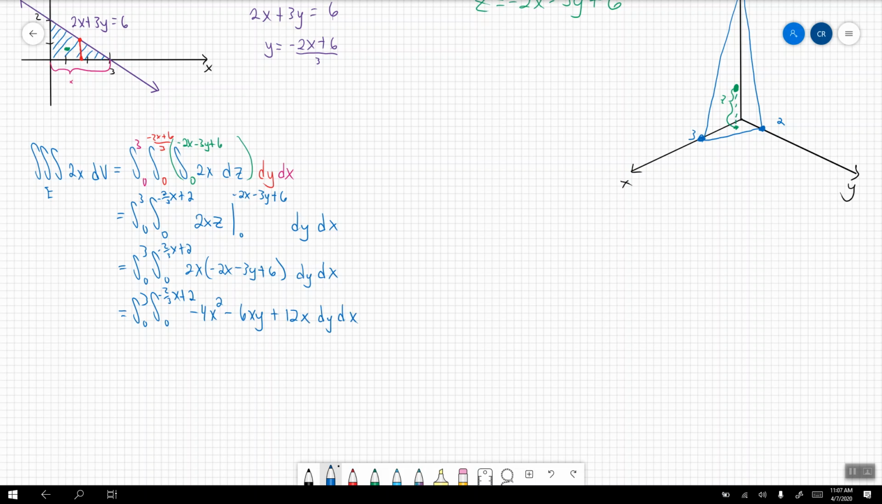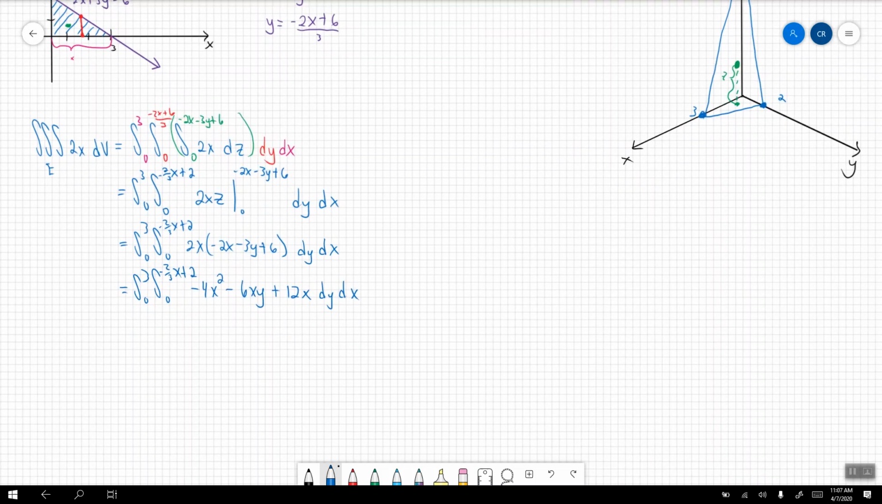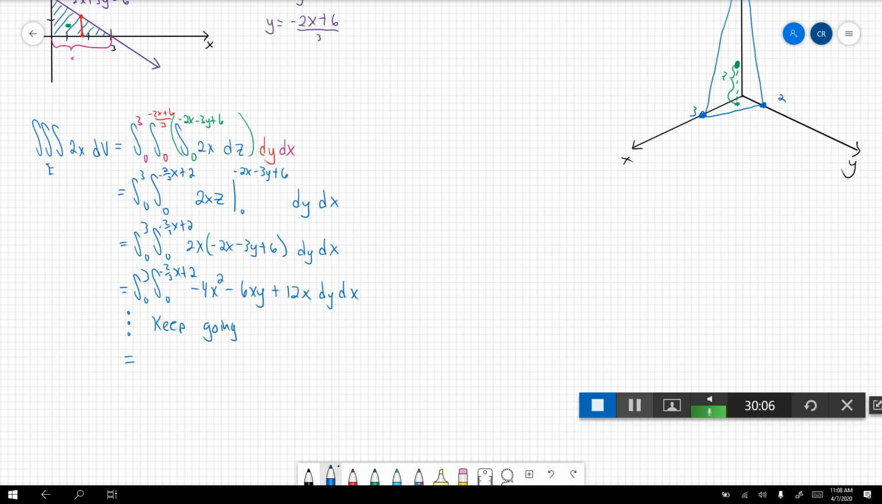So now we could keep on going. What I want you to do here is try it. Keep going. If you want, go ahead and pause the video. Once you pause the video, I'll come back and I'll actually give you the answer. But for now, I want you to pause the video and see if you can evaluate this double integral. All right, so take some time and do that. All right, so you should have gotten the answer of 9. Perfect.